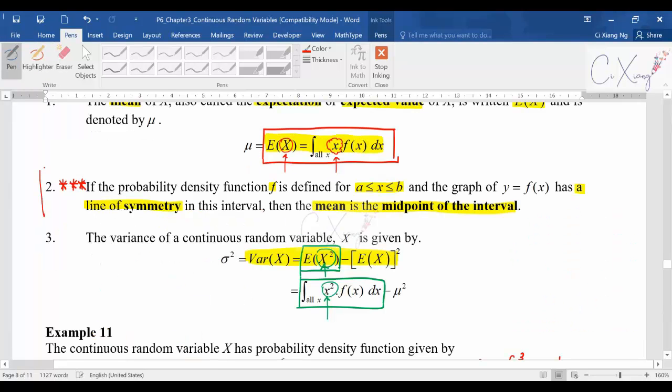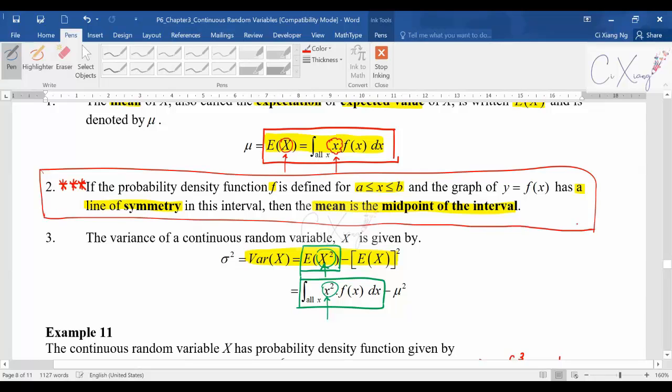If the probability density is defined from a until b, and it has a symmetry line between the interval, then the mean is the midpoint of the interval. So this is a very important note that you need to know. Mean is the midpoint of the interval.